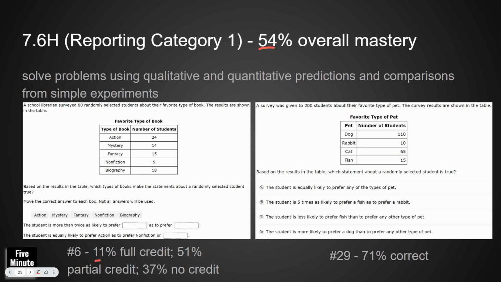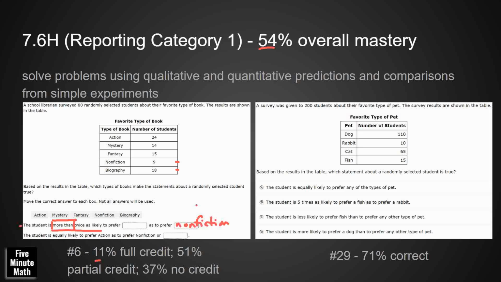Basic types of books, a table, and we've got this very first sentence right down there. The student is more than twice as likely to prefer blank as to prefer blank. Okay, more than twice as likely. That is the key right there. This is the phrase that probably tripped up a lot of students. Because if I'm just looking at twice as likely, I'm saying 9 and 18. Okay, so I'm going to put nonfiction down here because that's 9.